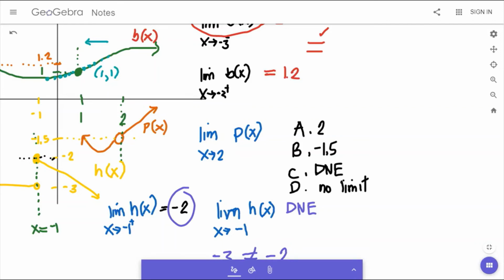Okay, so let me give you 10 seconds. May I know? Kasi may mga ganitong example na naibigay na sa lecture on the LMS week 1. What is your answer to the limit of p of x as x approaches 2? I give you 15 seconds to comment the letter of your answer. Is it A, 2, B, negative 1.5, C, does not exist, D, there is no limit? Last 10 seconds. Five seconds.